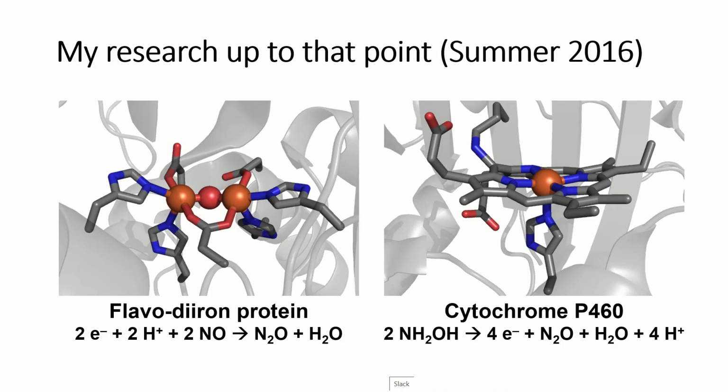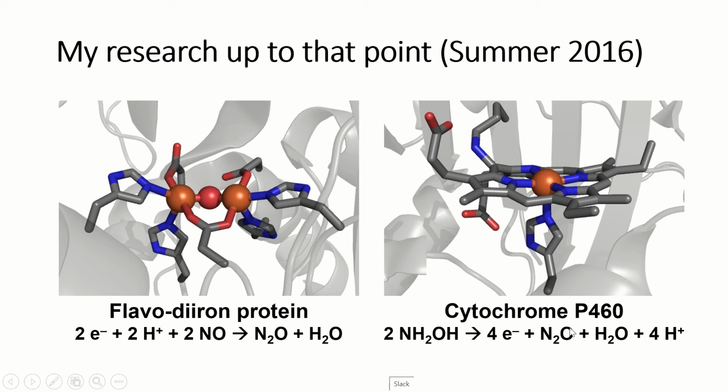Just a little background up to that point, which when I started writing my job proposal was the summer of 2016. I had worked mainly with metalloenzymes. So these are active sites of metalloenzymes. And the important part here is that they had something in common. So both of these enzymes, these are the reactants and the products of both these enzymes. Both of these enzymes made nitrous oxide.